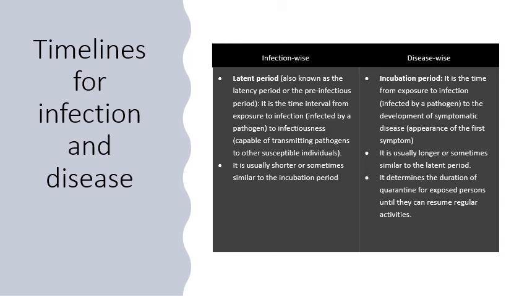Coming back to the natural timeline for infection and disease, we have infectious-wise and disease-wise. Under infectious-wise, we have the latent period, also known as the pre-infection period, defined as the time interval from exposure to infection to infectiousness. It is usually shorter than or similar to the incubation period. Under disease-wise, we have the incubation period, which is defined as the time from exposure to infection to development of symptomatic disease. It is usually longer than or similar to the latent period.